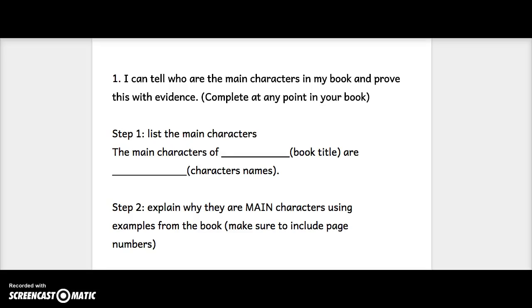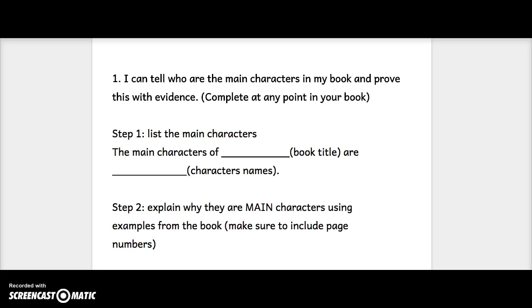This is I can statement number one, and I can statement number one reads, I can tell who are the main characters in my book and prove this with evidence. This is an I can statement that you can complete at any point in your book, and I would highly recommend this being one of the very first I can statements you do because you should have an idea pretty quickly on who the main characters of your book are.